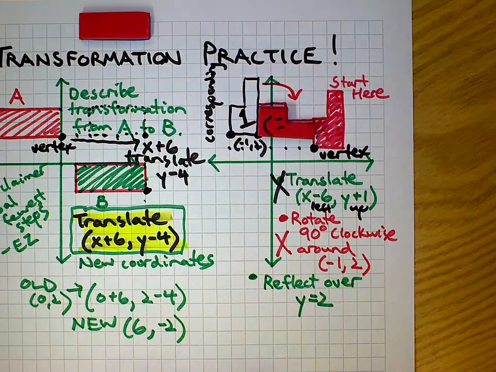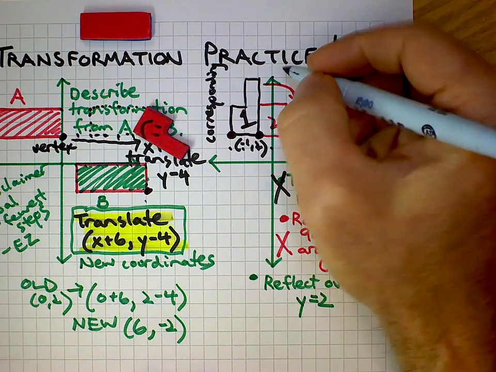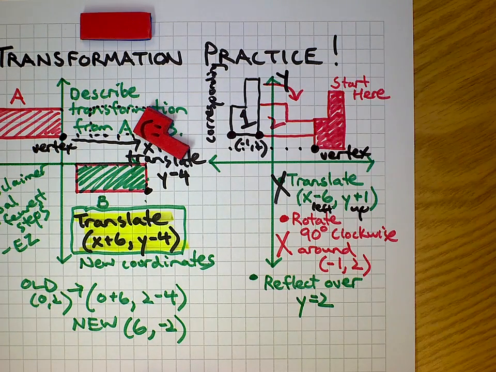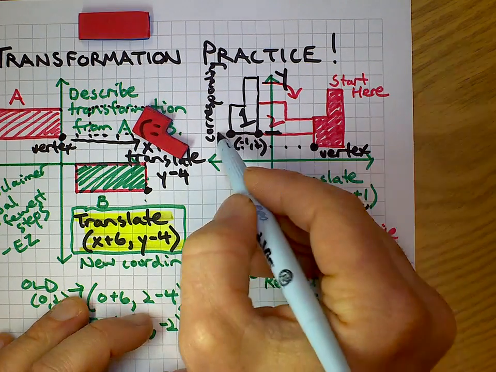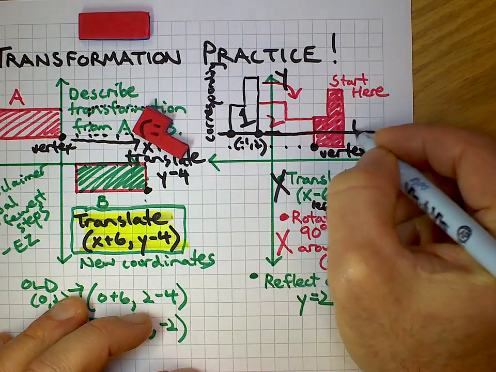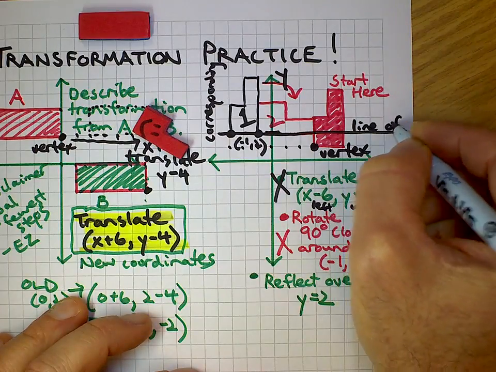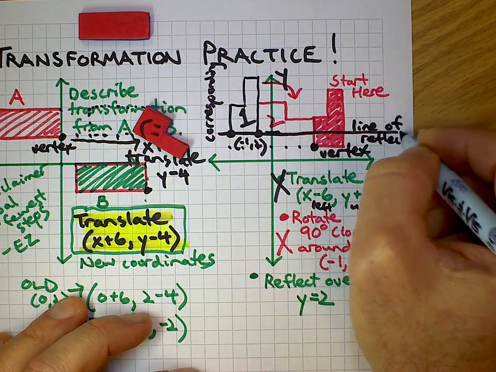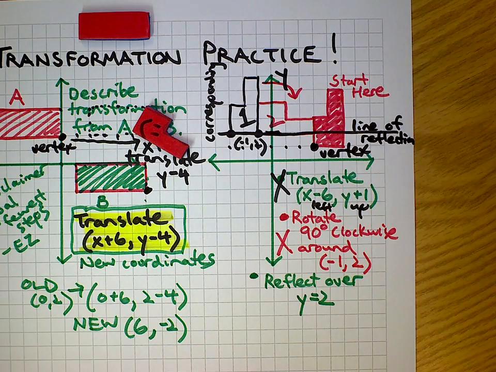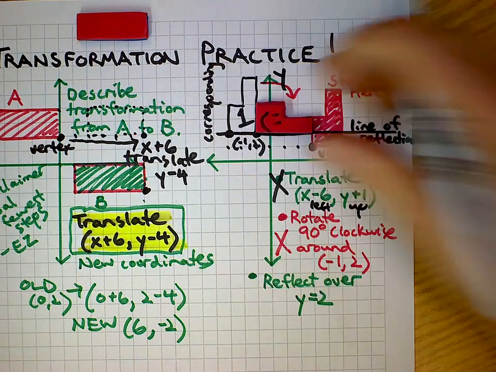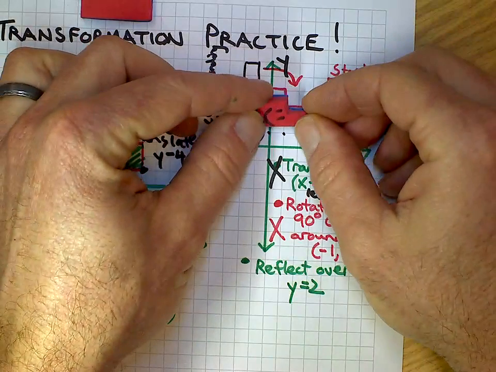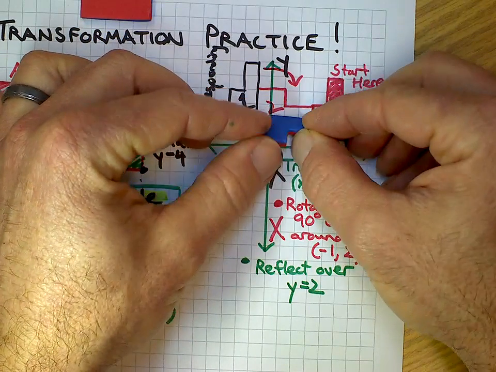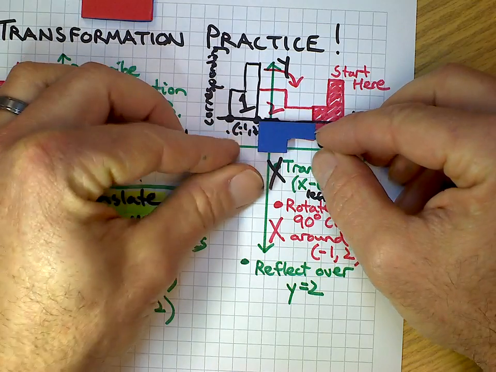And finally, step 3, we want to reflect over y equals 2. Very simple. Since this is the y-axis, and this is 2 on the y-axis, I'm going to make that the line of reflection and flip him over that line. Okay, so it means this. Boom! Just like that.